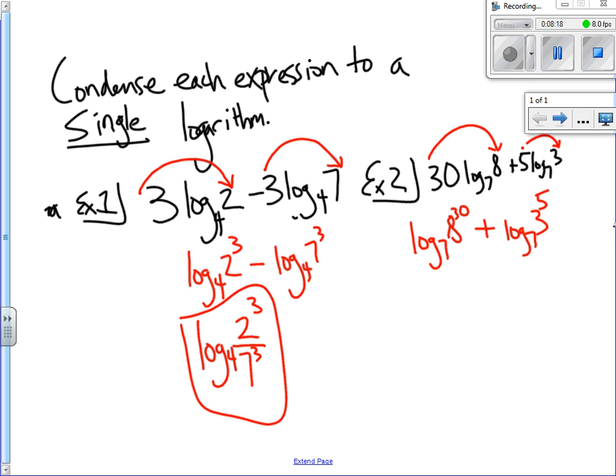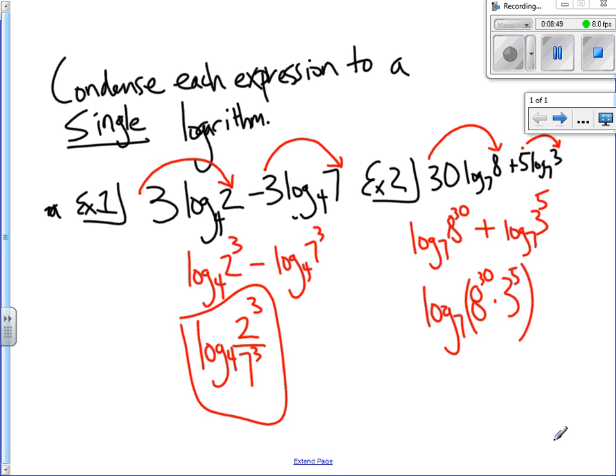Now, what do we have in between the two logs? We have a plus symbol. Plus, product, both start with P. Product means to multiply. What this is telling us is we can condense these two things into one logarithm by multiplying 8 to the 30th, parentheses, 8 to the 30th, times 3 to the 5th.